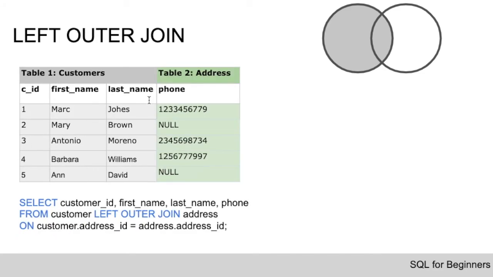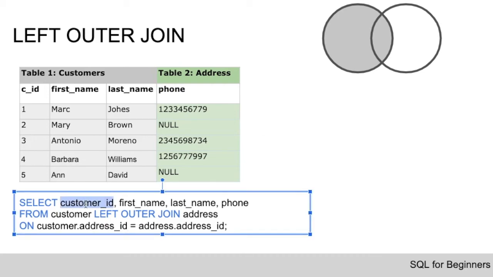And of course we can query it using the where clause or any other statements in SQL if you want to put some conditions, sort it or filter it. In this case, instead of star, we ask to display only the customer ID, first name, last name, and the phone. You see that the phone comes from the address table and the other columns are coming from the customers table. Because we used the left outer join, we don't have a phone number for Mary and for Anne.